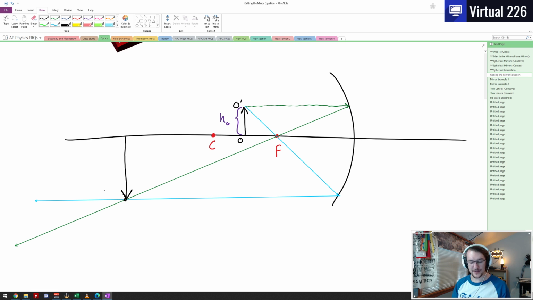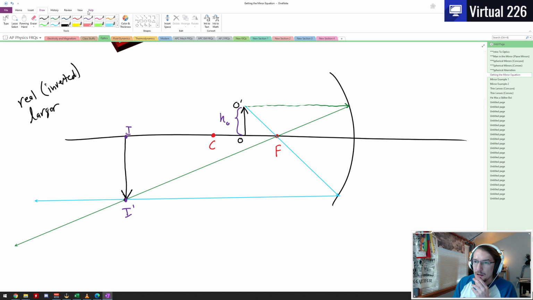A few things we know about this image immediately. It is a real image because it is inverted. Anytime we invert the object, we become a real image. I can't write the word real for some reason. Real, there it is. And notice that it has become larger in this case. We're going to label our image as well. Let's call the image down here I, and let's call the tip of the image I prime, just like we did O and O prime before. Okay?